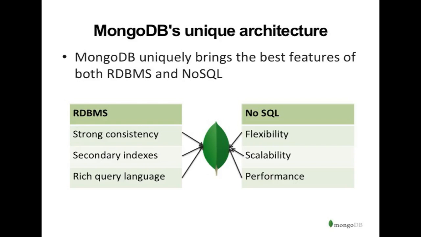MongoDB is uniquely positioned in the marketplace for databases. Traditionally, RDBMS technologies are quite strong in offering a strong consistency model and a wide range of secondary indexes in addition to primary keys, and also provide you a powerful query language. Whereas in the NoSQL world, they offer a flexible data model, scalability and performance. And MongoDB is uniquely positioned in this market, combining the best of both worlds from RDBMS and NoSQL.